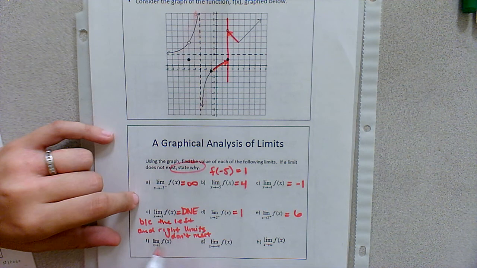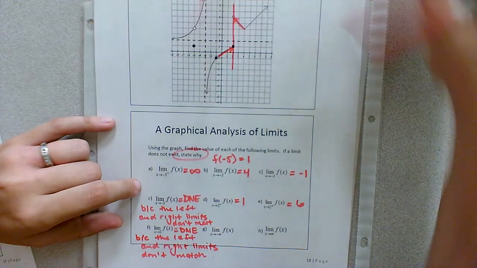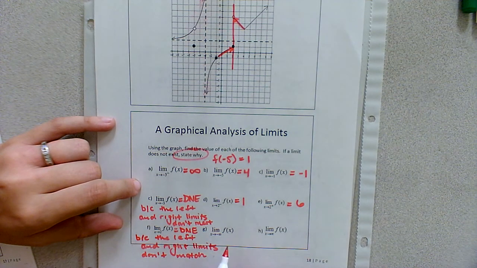So this is going to lead us into part F, which is asking us about the overall limit of 2. Notice how we said the left side approaches 1, the right side approaches 6. Clearly they are not approaching the same real value, so the overall limit does not exist, because the left and right limits don't match or meet, again, whatever wording or phrasing you want to use.